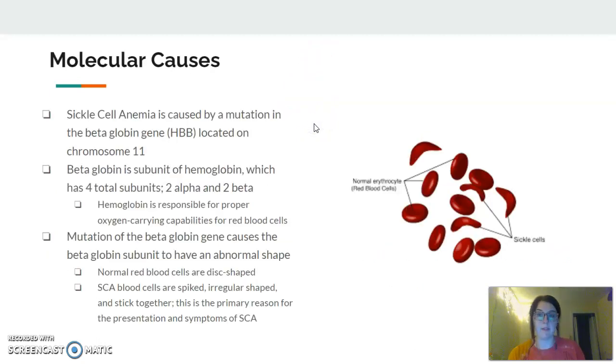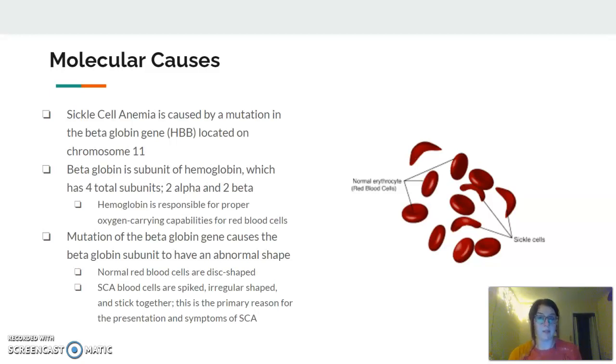The molecular cause, as I stated before, is a mutation in the HBB gene, which is the beta globin gene. This gene is located on chromosome 11. The reason a mutation on this gene causes sickle cell anemia is that it affects the beta globin structure in hemoglobin. Hemoglobin is made of 4 total subunits. 2 of them are alpha and 2 of them are beta.